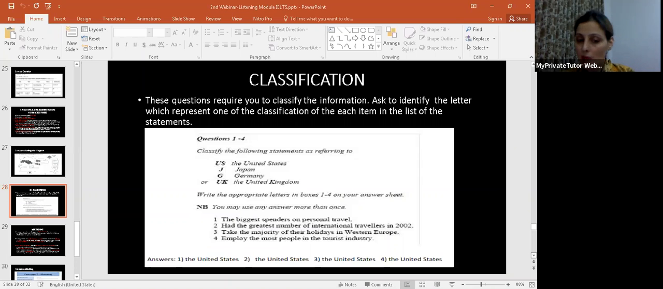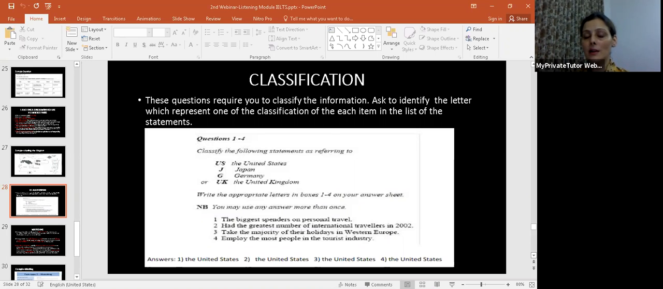Predict the answer. We have predicted the answer. Had the greatest number of international travelers in 2002. Take the majority of the holidays in Western Europe. Employ the most people in the tourist industry. Okay, we have got an idea what we are talking about. The biggest spenders of personal travel: US, United States.